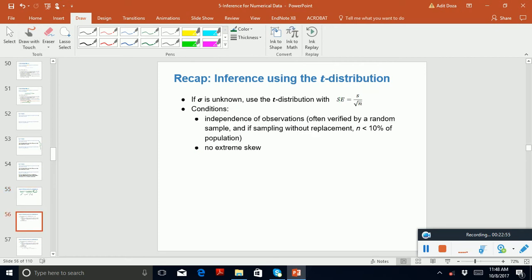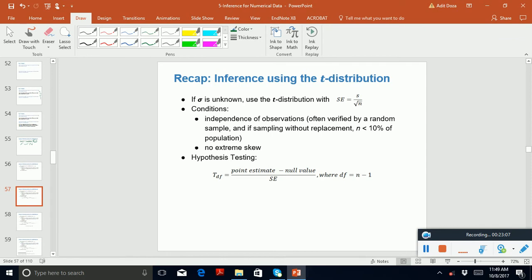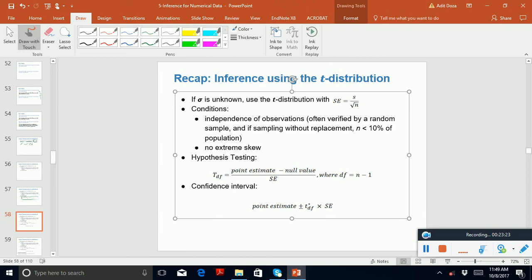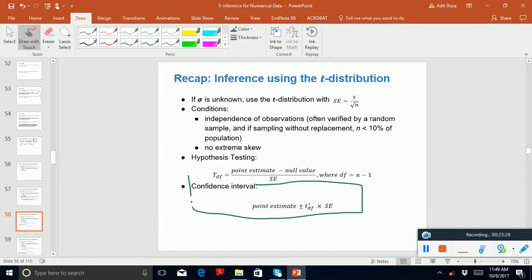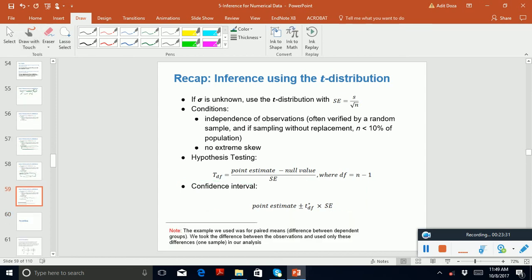Conditions are again the CLT conditions. It has to be the independence of observations. It can't be skewed that much, so no extreme skew. When we construct the hypothesis test, this is the formula that we are going to use for that. So this is the case we should see. And for the confidence interval, we use this formula. I hope that's also pretty clear for you guys.